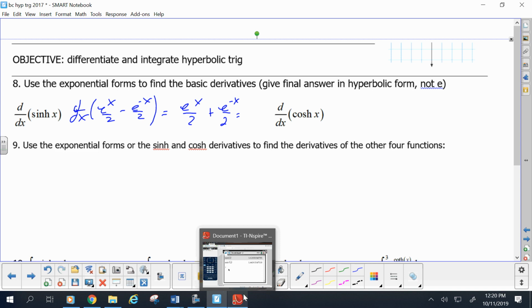So the derivative of sinh is cosh. And the derivative of cosh, not negative sinh? Just sinh, not negative sinh. So it is not like normal trig. It is sinh, not negative sinh. Can we fix it? No, it is what it is.